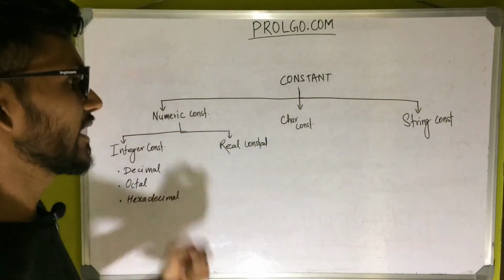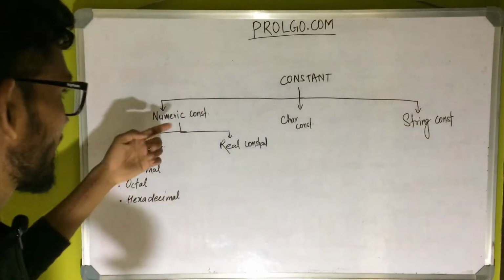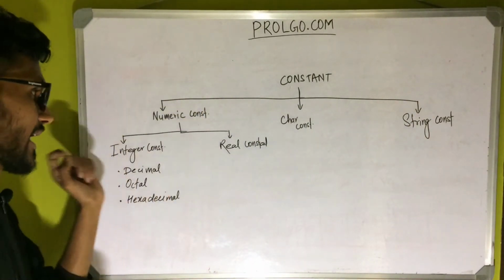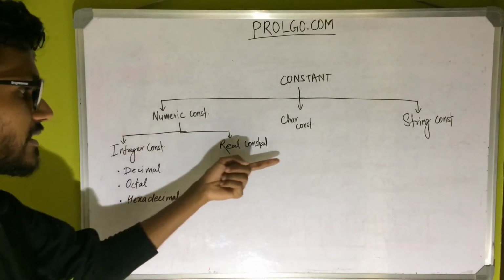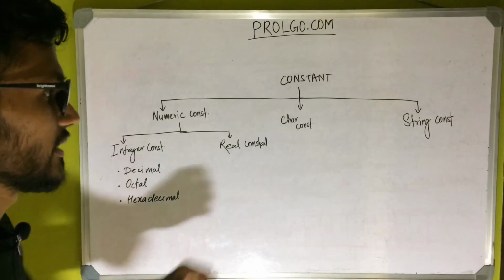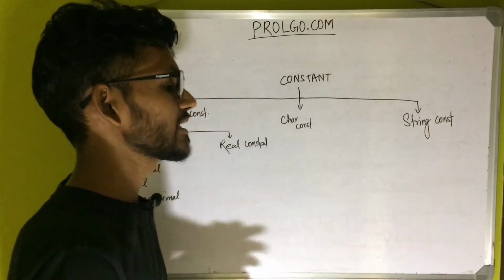The first one is numeric constant, then character constant, and then string constant. And the numeric constant is divided into two parts: the first one is integer constant and the second one is real constant. Then the second type is character constant, and then this is the string constant.